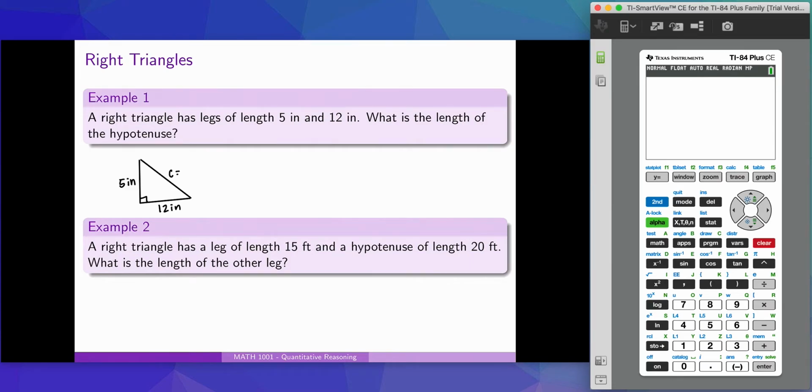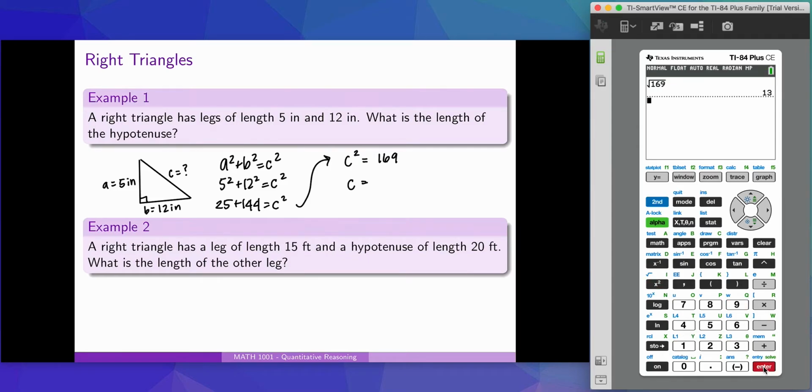Now I want my hypotenuse, which is my c value. Well, I know that a squared plus b squared is c squared. And a and b, it doesn't really matter which one you call which, so we'll just call this a and this one b. That tells me that 5 squared plus 12 squared is c squared, or 25 plus 144 is c squared. If I add those two together, c squared is 169. I actually just want c, so I'll take the square root of both sides. The square root of 169 on my calculator ends up being 13. So my hypotenuse is length 13.